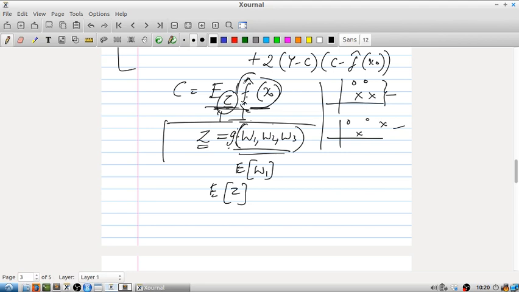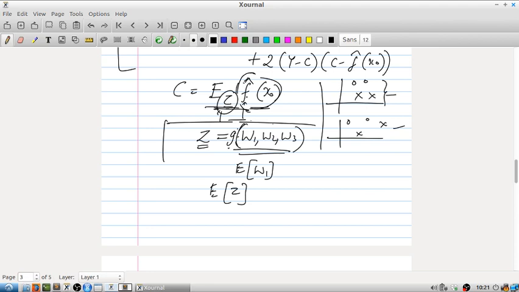f hat is just a function of the training data. Training data is random, so I need to take the expectation of f hat as well. You don't have to think about this when you actually build a model, but this is needed to understand the properties of the model. You build a KNN model with k equal to 3. How do you know k equal to 3 is a good idea? Why not k equal to 10 or 100? To understand that, we ground ourselves in the probabilistic setting.